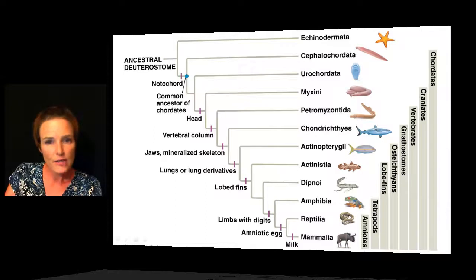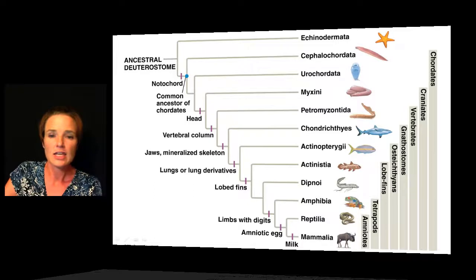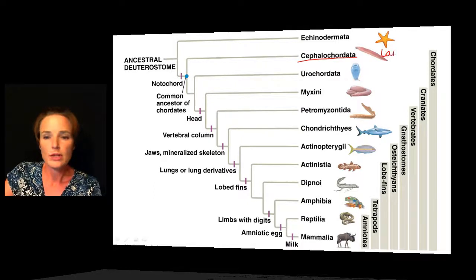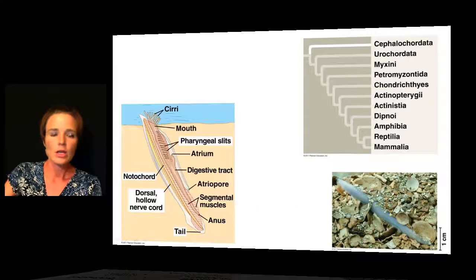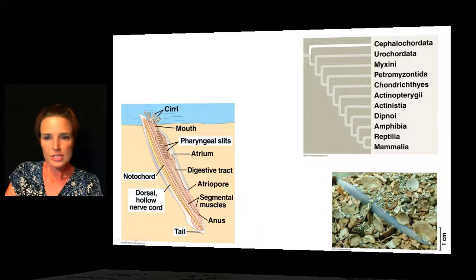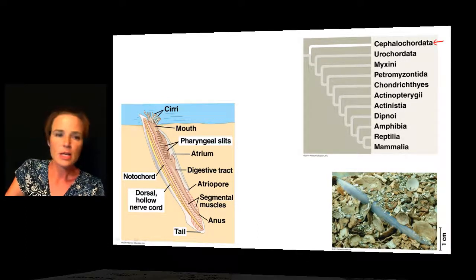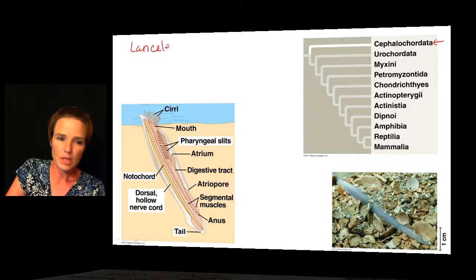So if we go back to our phylogenetic tree here, the very first group that we want to take a look at is the Cephalochordata right here. This group is going to be what we call the lancelets. So the lancelets are going to be the most primitive of the chordates, or the basal chordates for that matter. If we look at them here, so this is the Cephalochordata that we're looking at. As we said, these are going to be called the lancelets. The lancelets are named that because they have a blade-like shape to them.